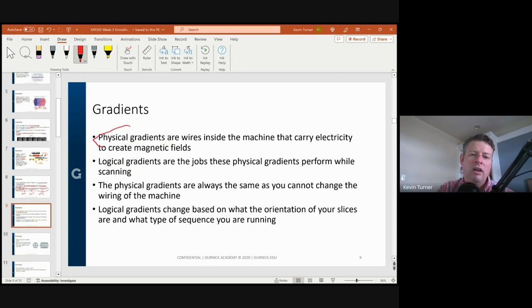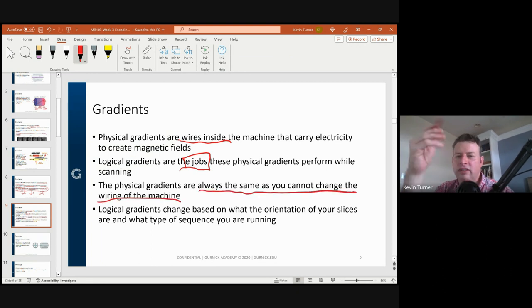After today, we will not talk much about physical gradients. We will talk about logical gradients throughout the rest of the next year. So physical gradients, we really only talk about today to understand how they work. But logical gradients, we'll be talking about those on and on nonstop. The physical gradients are always the same, and you cannot change the wiring of the machine, short of actually opening the machine up and pulling wires out. The logical gradients change based on the orientation of your slices and some other stuff we're going to talk about, like what type of pulse sequence you're running.